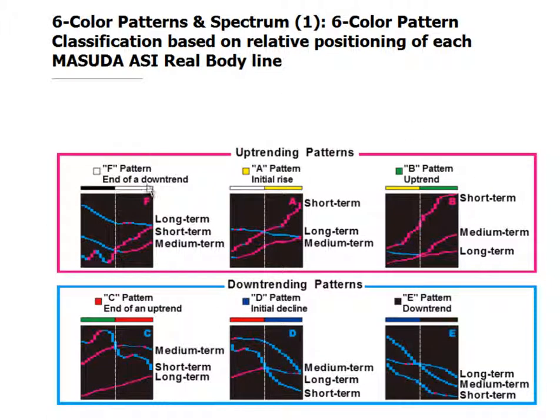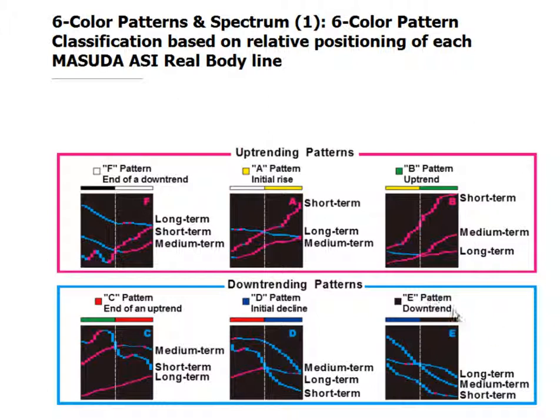Here we have a diagram of the 3 uptrending pattern colors and the 3 downtrending pattern colors together. As I just mentioned, the F pattern is the end of a downtrend. This is the white color here. A pattern is the initial rise, which is the yellow color, and the B pattern is an uptrend, the best color pattern, and this is green. And you can see, just using B as an example here, the green, we have the short-term Masuda Ashi line above the medium term, which is also above the long term. So short, medium, long. This is the best strong uptrend rising pattern.